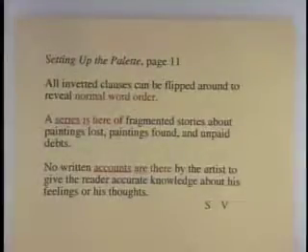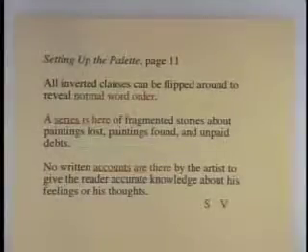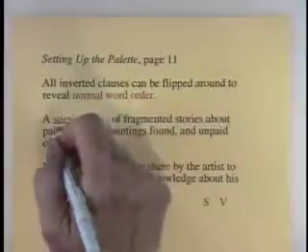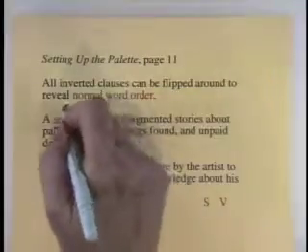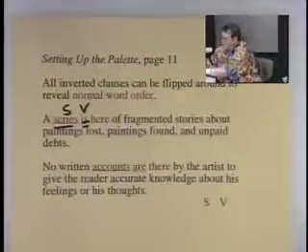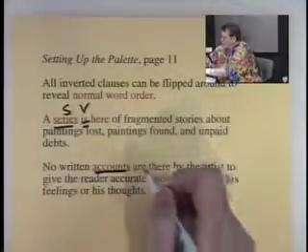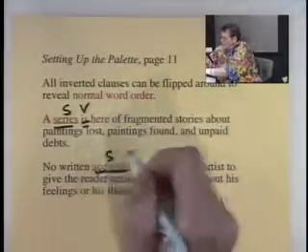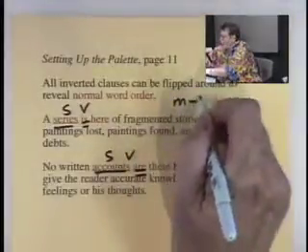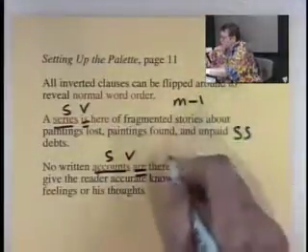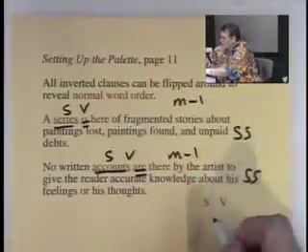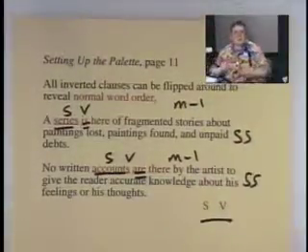You can always turn an inverted clause around, and when you turn these particular sentences around, this is what you get. A series is here of fragmented stories. So series now is where you expect to find it, subject before verb. No written accounts are there. Again, accounts, the subject, is where you expect to find it, in front of your verb. You still have a main clause. You still have a simple sentence here as well. But this time, your word order looks like that.